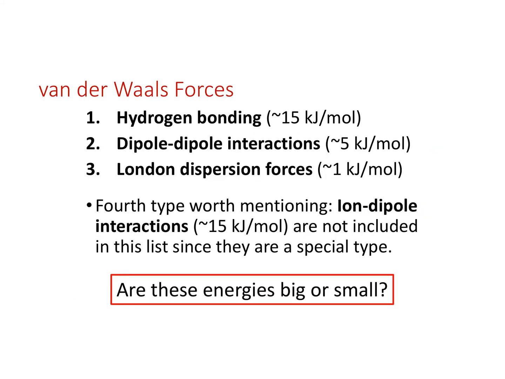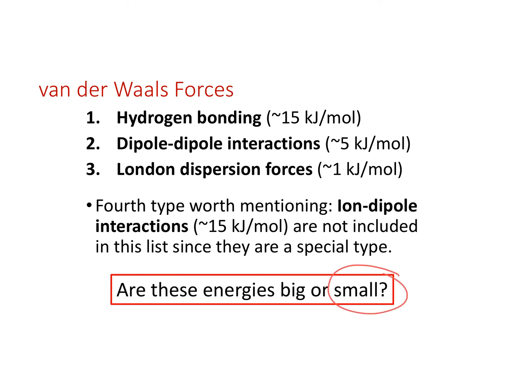So we're going to talk about 4 different interactions. We're going to talk about hydrogen bonding, which is on the scale of 15 kilojoules per mole. We're going to talk about dipole-dipole interactions at 5 kilojoules per mole. London dispersion forces, the weakest at approximately 1 kilojoule per mole. And the 4th one we're going to talk about is ion-dipole interactions, which are also on the order of 15 kilojoules per mole. So again, are these energies big or small? These energies are small.